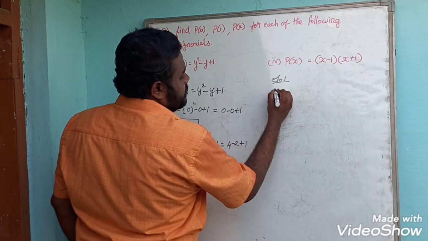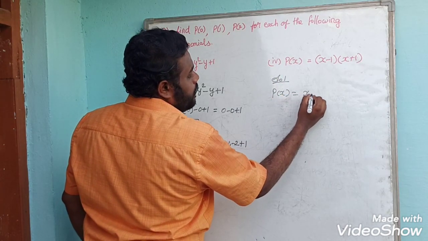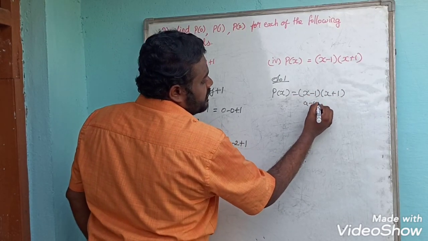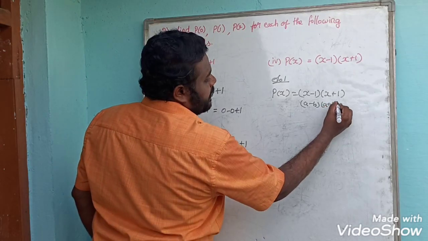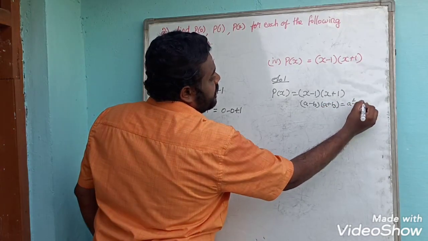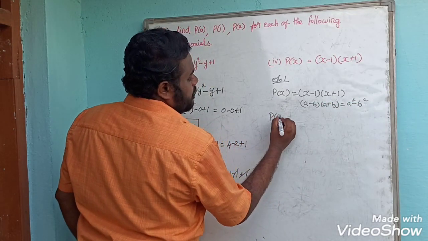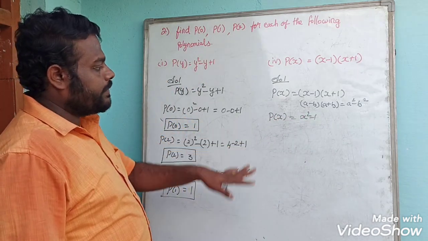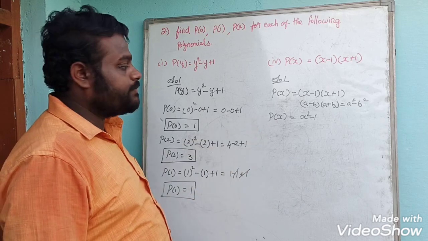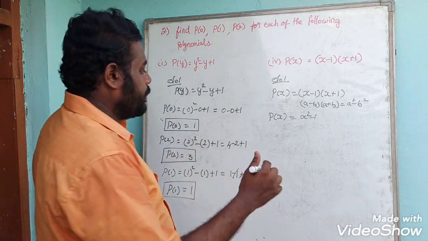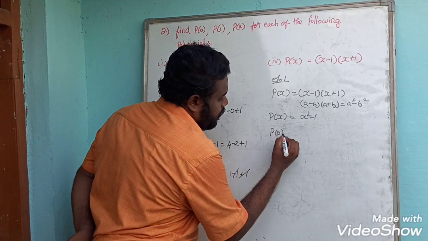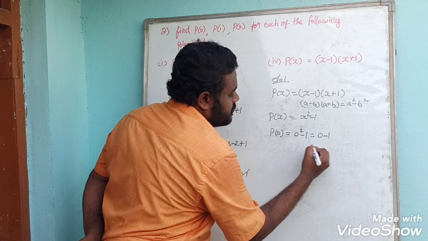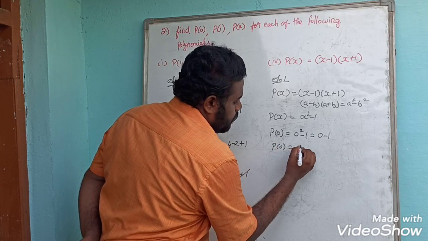Solution. Here a simple trick is there. P of x equal to x minus 1 and then x plus 1. It's in the form a minus b into a plus b. It can be written in the form a square minus b square. That means P of x equal to x square minus 1 square, as it is 1, x square minus 1. Now we substitute 0, 1 and 2. So first we substitute 0. We get 0 square minus 1. So 0 minus 1. So P of 0 equal to minus 1.